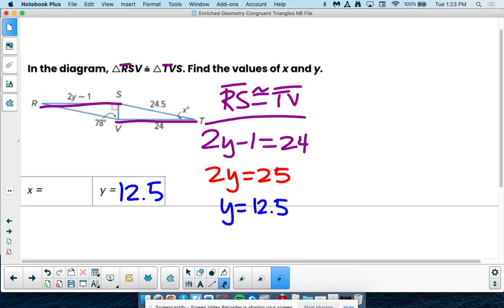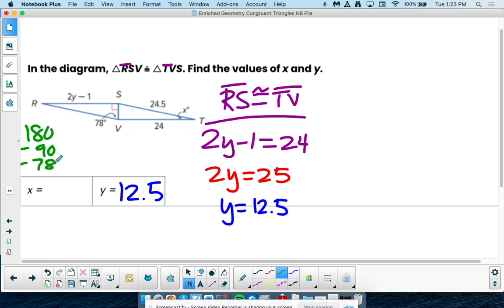How are you going to find x? We know what angle T is congruent to? R. Right, but I don't know what angle R is, so that's a problem. So it's 70 plus 90 minus 20. So that's kind of from yesterday, right? You know that all 3 of these angles have to add to 180. So what's 180 minus 90 minus 78? 12. So if angle R is 12, so is angle T because they're congruent. Good work, folks.